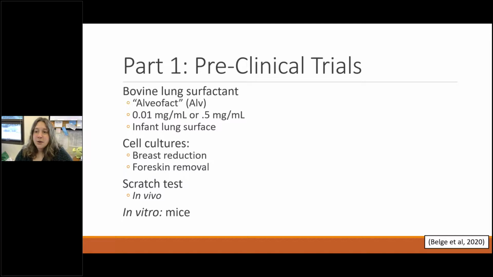Satisfied with the in vitro experiment, they moved on to live subjects, mice. They scratched the mice and placed 0.01 milligrams per milliliter or 0.5 milligrams per milliliter on the wound. Macroscopically, there was no real difference between the control and ALV. But by day 14, the scientists saw that the mice with ALV had a thinner epidermal layer and less scarring, though the wound was longer. In mice with regular gauze, they had more scarring and a thicker epithelial healing.